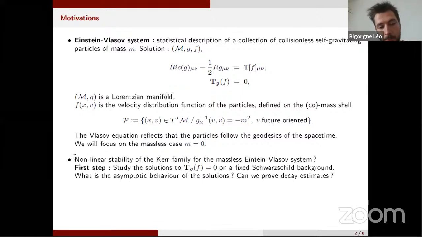So maybe one main open problem concerning this system is the nonlinear stability of the subextremal Kerr black holes. And the first step in order to say something about this problem would be to study the asymptotic properties of the solution to the massless Vlasov equation on a fixed Schwarzschild background. So this means that we completely forget about the Einstein equations and we only study the massless Vlasov equation where the metric here is fixed and is the metric of Schwarzschild spacetime.